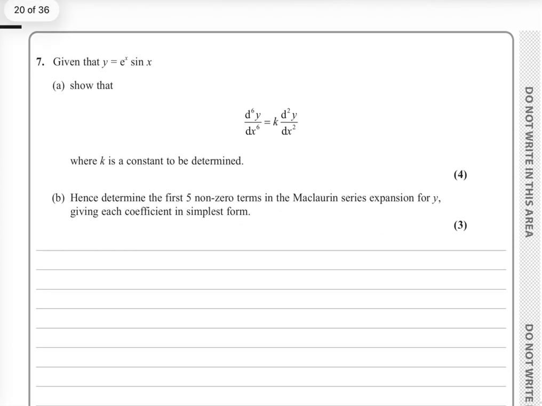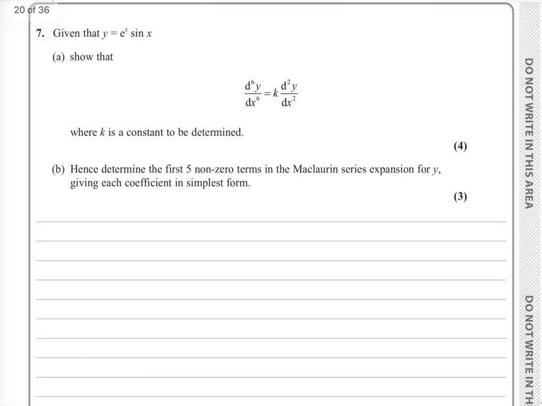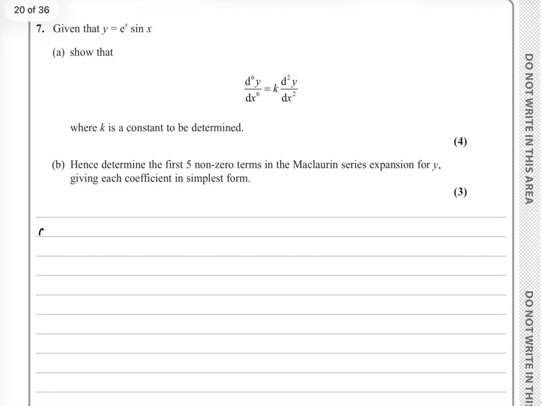Given that y equals e to the x sine x, show that the sixth derivative is k times the second derivative. Wow, 6 derivatives. Okay, let's get straight on to this. dy by dx, I'm going to leave the sine alone and differentiate the e to the x, which doesn't change. Then of course we're using the product rule here, so now I need to differentiate the sine, which becomes a cosine, and leave the e to the x alone. So there's the first one, fairly quick.